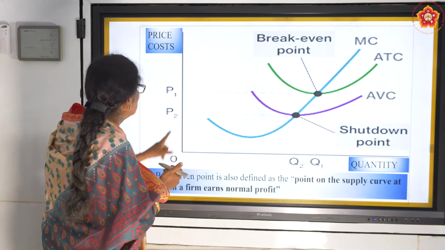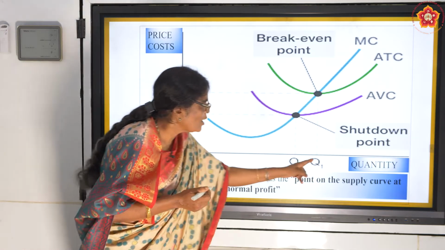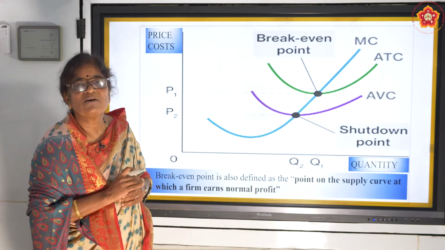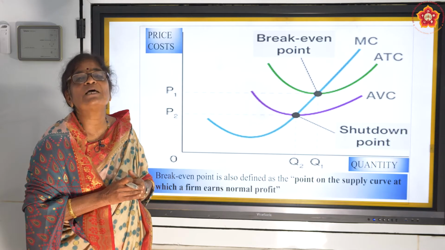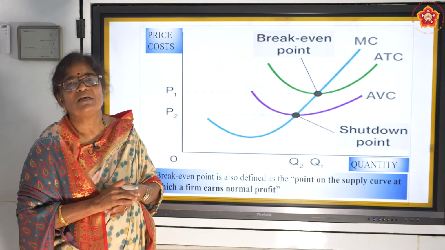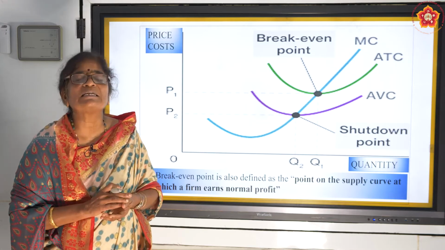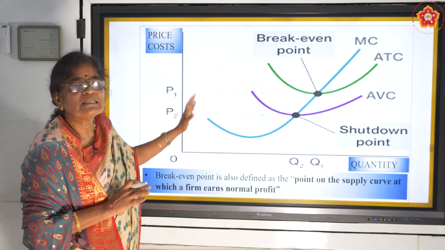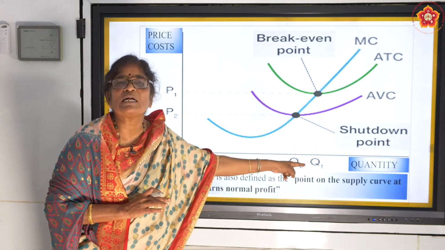Why? When price increases, what is happening? Quantity also increases. This is the supply we are studying. When price increases, the firms will supply more and more. The reason is, when the price increases, sales increase. When the sales increase, supply of the product is increased. Therefore, automatically, when the price increases, the output supplied in the market increases.